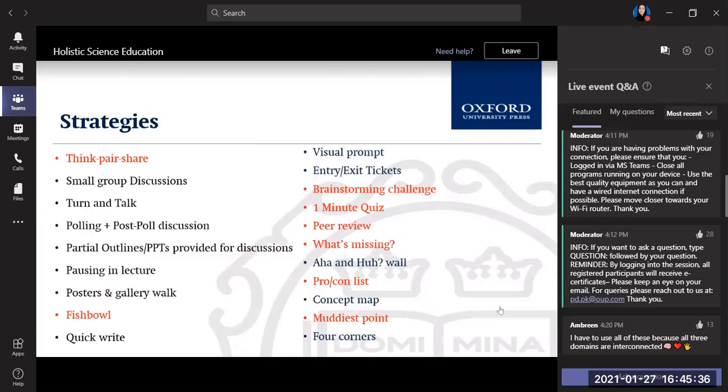Then they wanted to use fishbowl activity. If teachers want to use fishbowl activity to engage the children, you can see how that is used. If you want to use muddiest point to monitor and assess understanding, it's given in your handout. If you want to use what's missing to reflect on learning, it's given in your handout. There's a pro-con list, which can be used to strengthen understanding. There's a brainstorming challenge, which will make you understand how to actively engage and plan for future learning connections. There's a strategy on 1-minute quiz, which can be used for active engagement, and a peer review, which can be used for providing and getting feedback on work in progress.